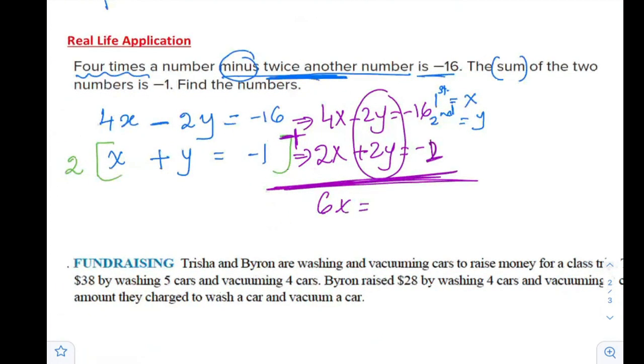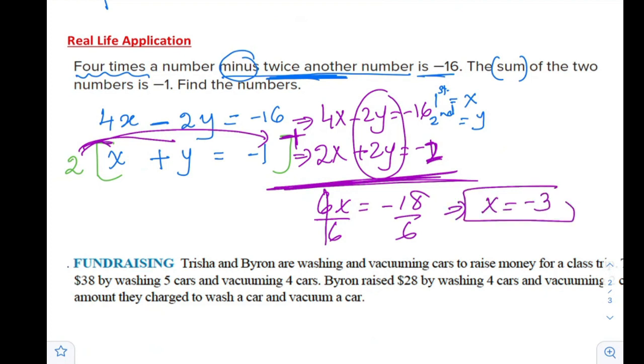plus negative 2. This will be multiplied by everything. Remember, you have done a mistake here. Now 16 minus 8 is negative 18. And you will divide. So x is negative 3.